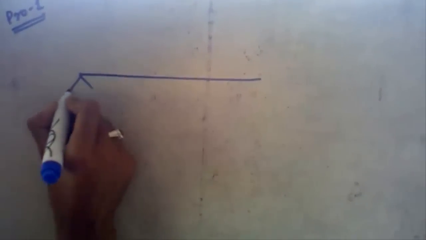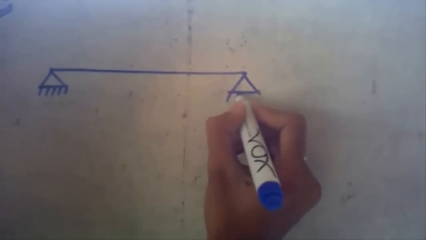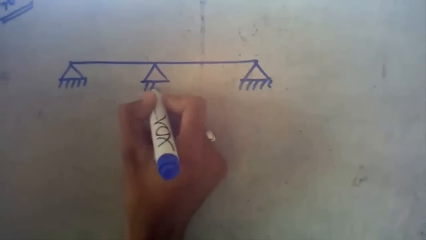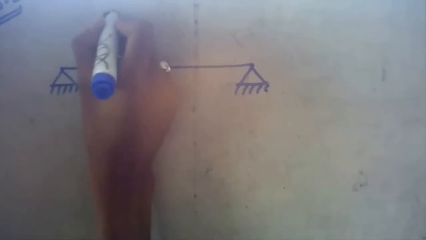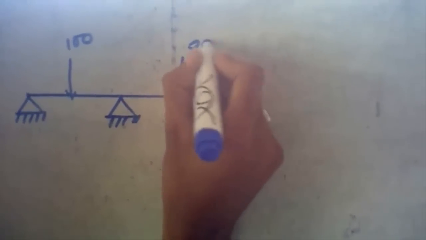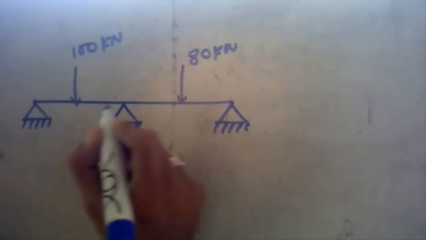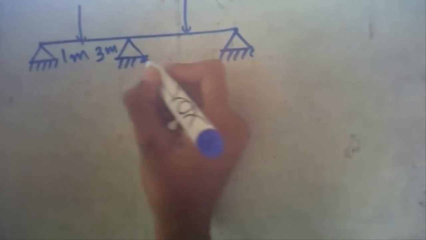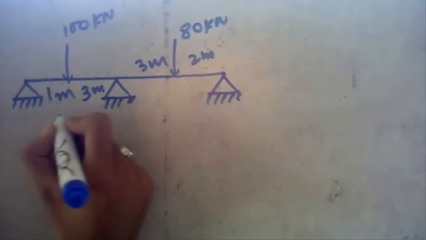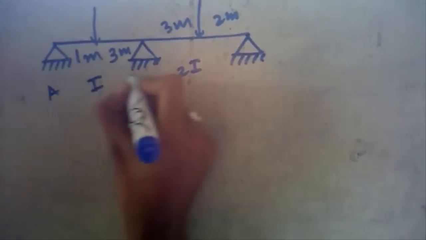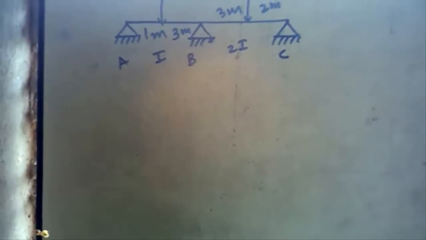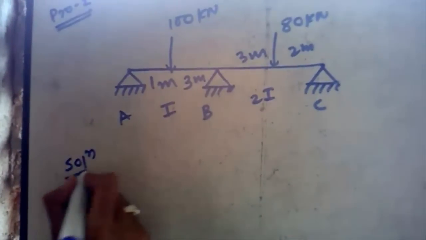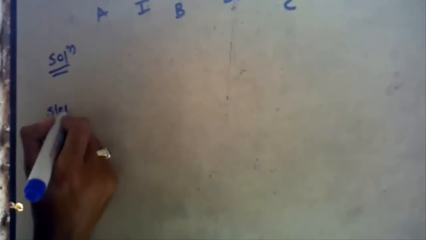So problem number one, I am giving a beam. This beam has a hinge here. So the solution of this, the bending moment diagram, is like that. First of all, step number one, calculate the simple bending moment diagram.